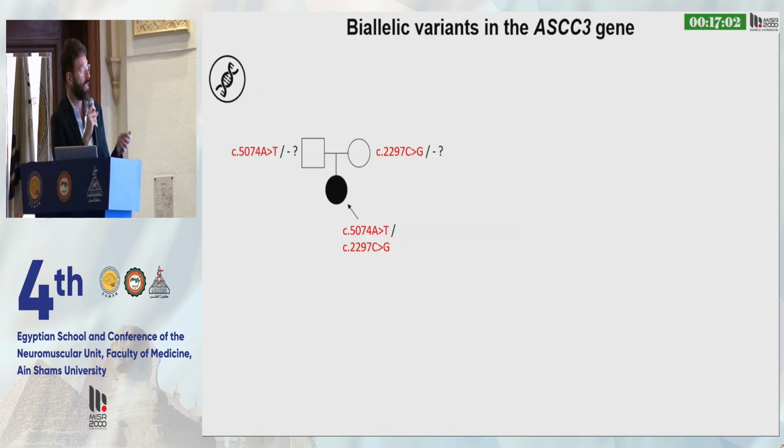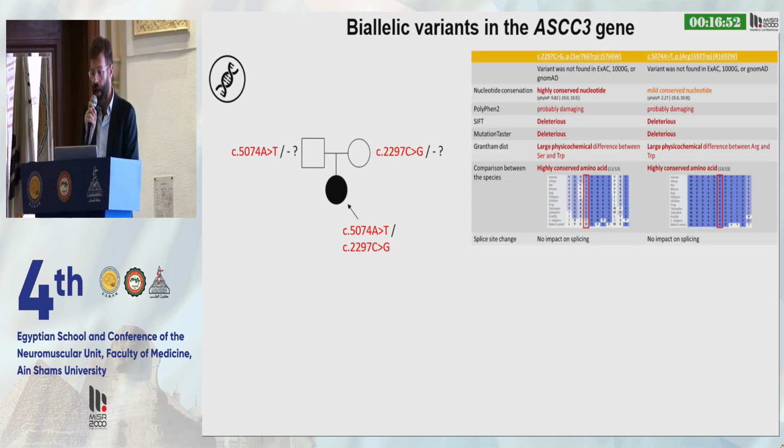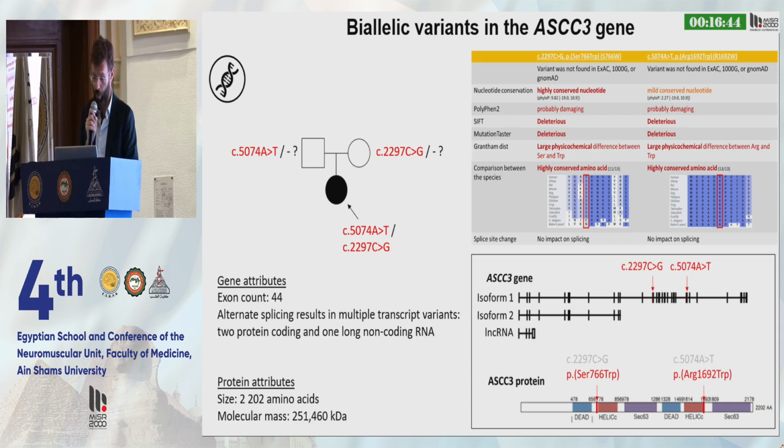We did exome sequencing. We found two variants in this gene that are present heterozygously in the parents, and using these prediction tools, we found that there is a high probability of a damaging effect of this variant on the protein. So what to do next?